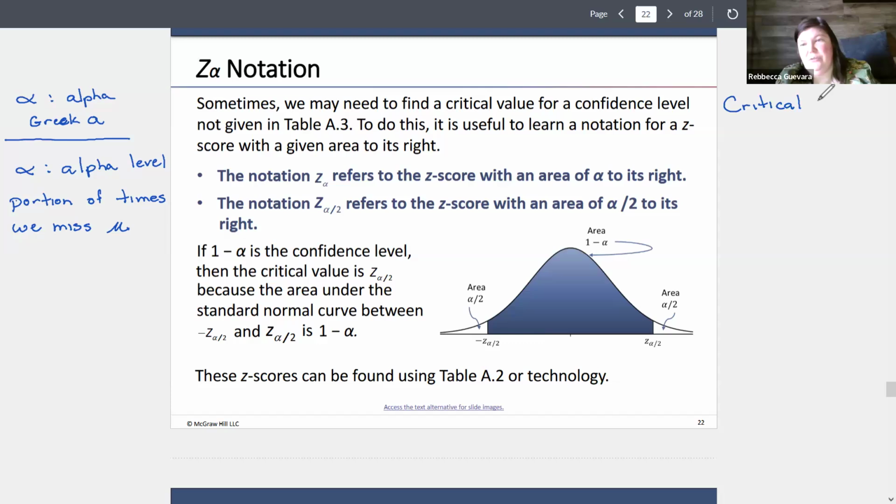So when we talk about a critical value, what we should be saying is not z, but it's z alpha, or z alpha divided by 2. And where this comes from is the name critical value. I think I mentioned this before. It's because these areas in the tail are what we call critical regions.